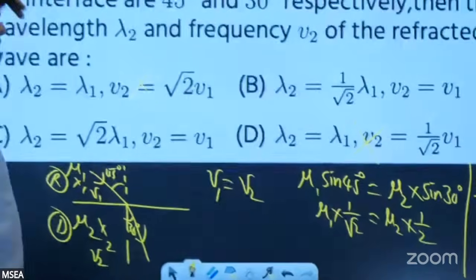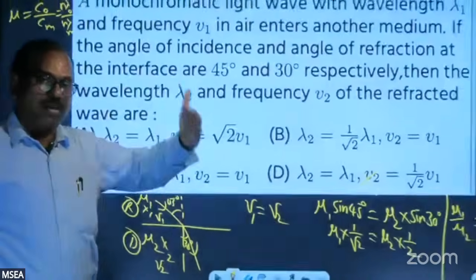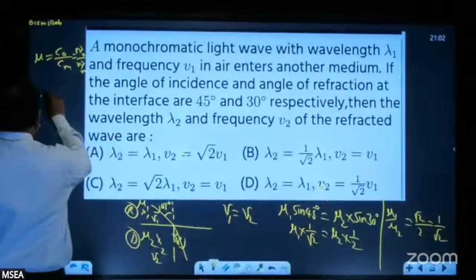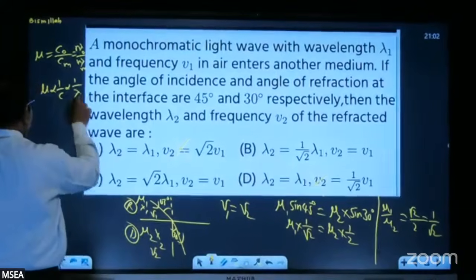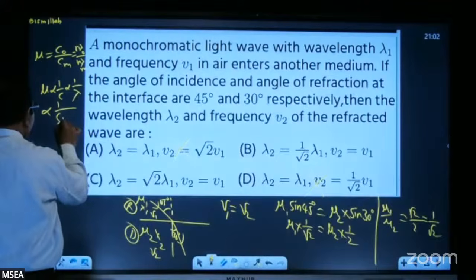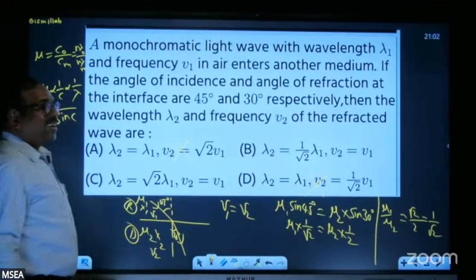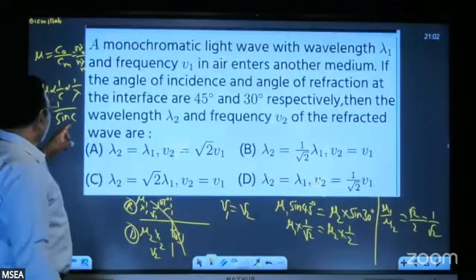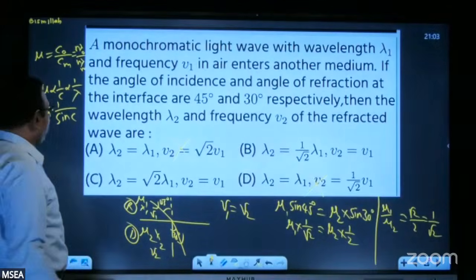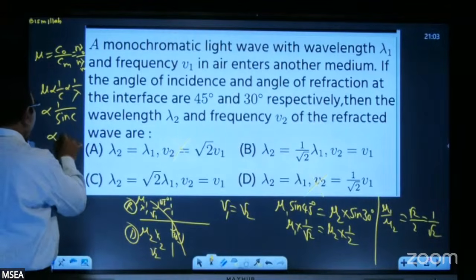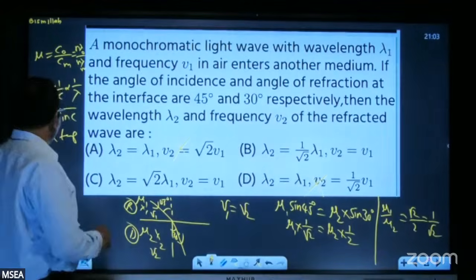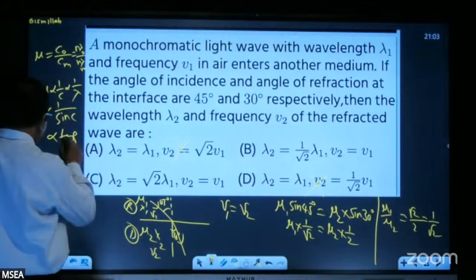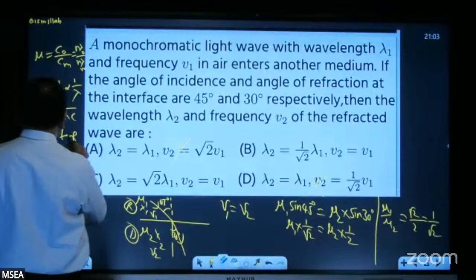As frequency is constant when a light ray travels from one medium to the other, mu is proportional to 1 by c, proportional to 1 by lambda, and you must remember, proportional to 1 by sine of the critical angle. Here c is the velocity of light and C is the critical angle. It is also related to temperature, as temperature increases.